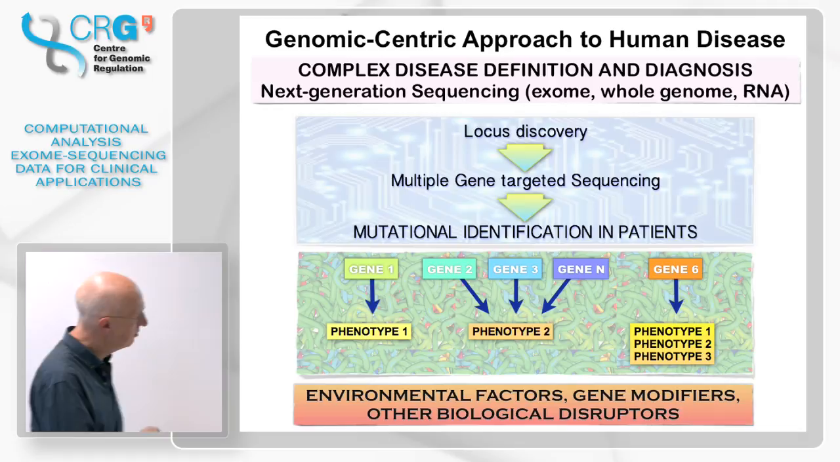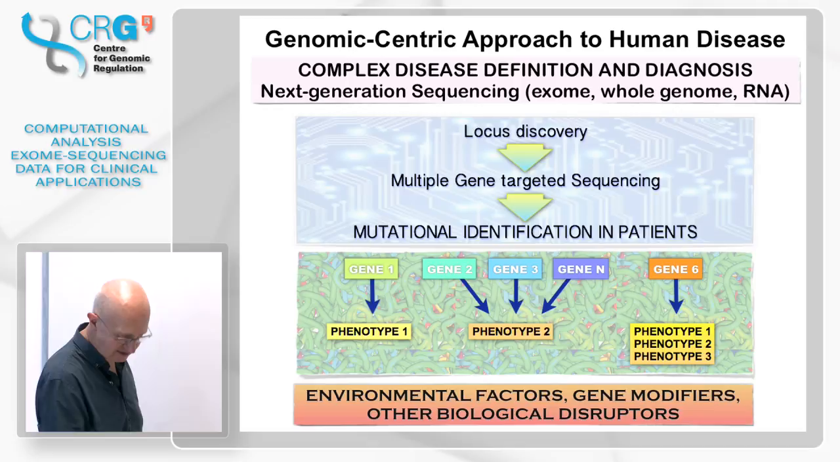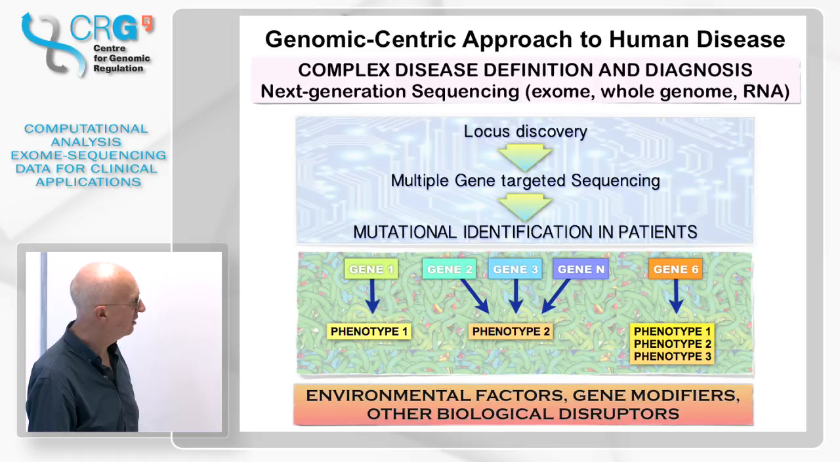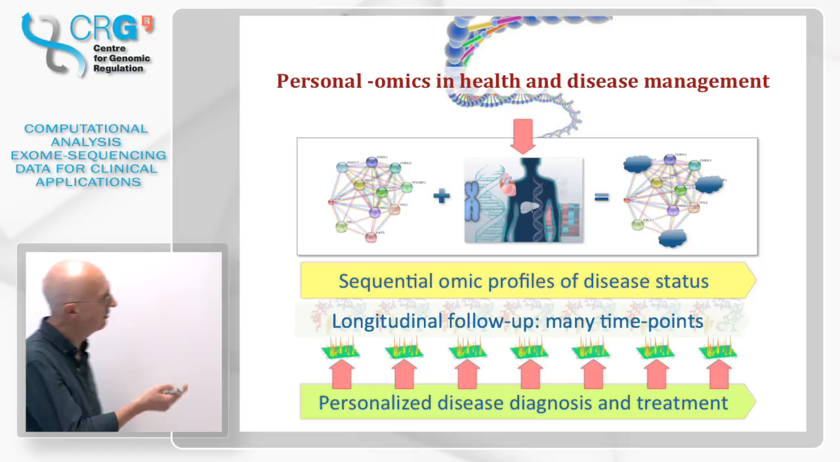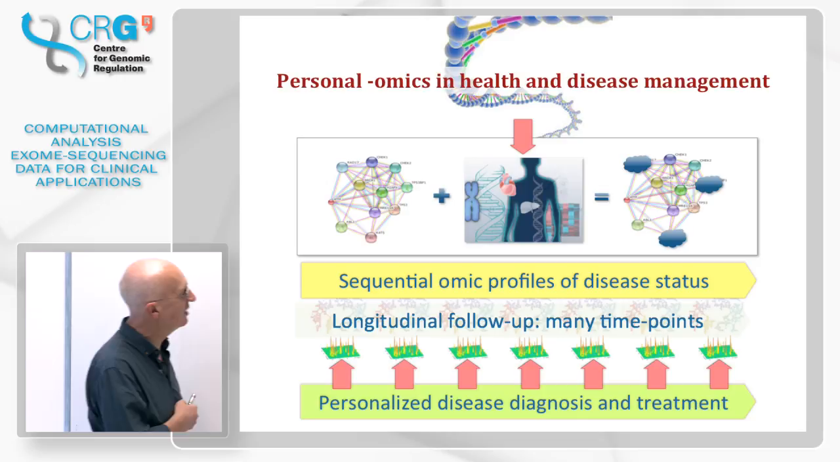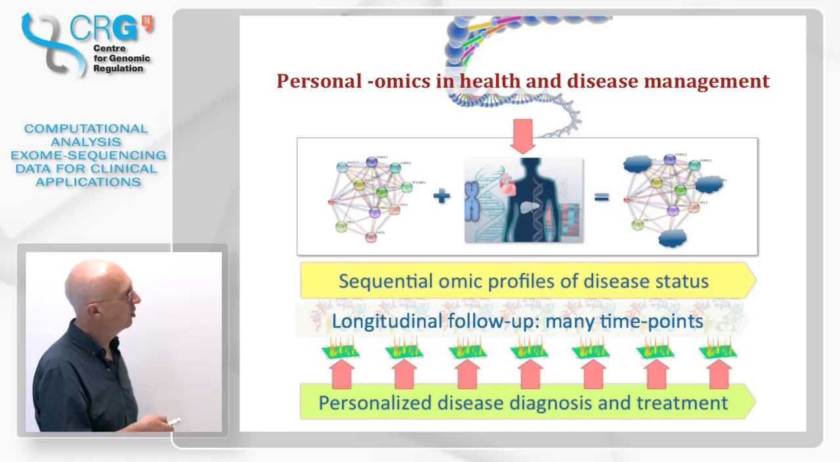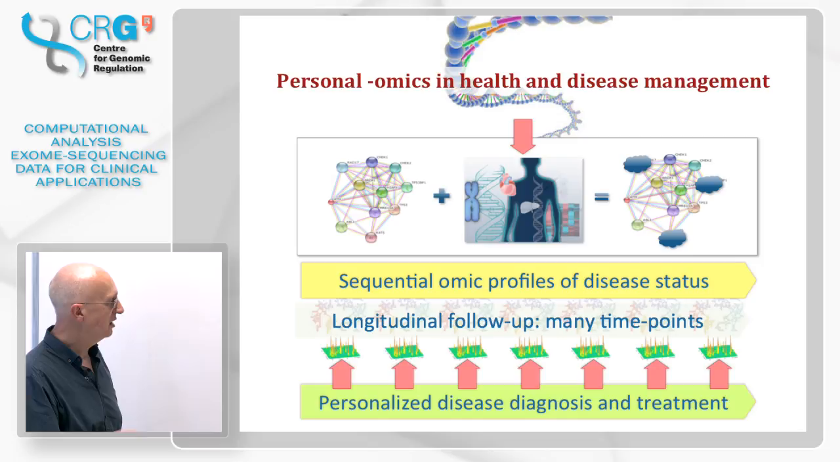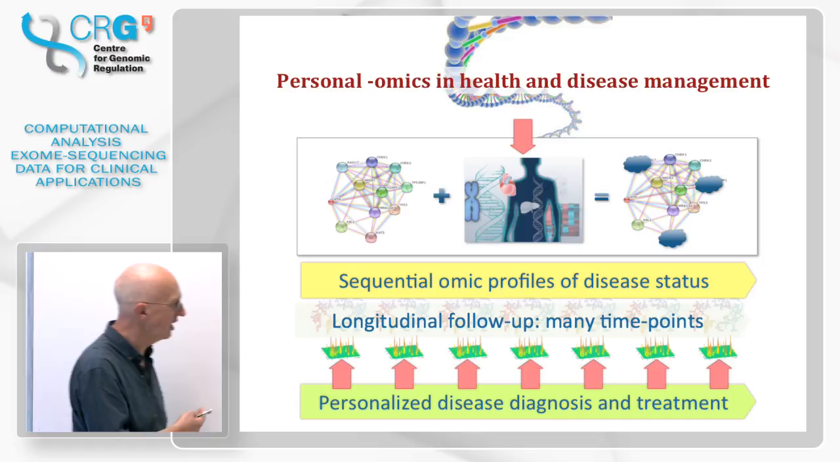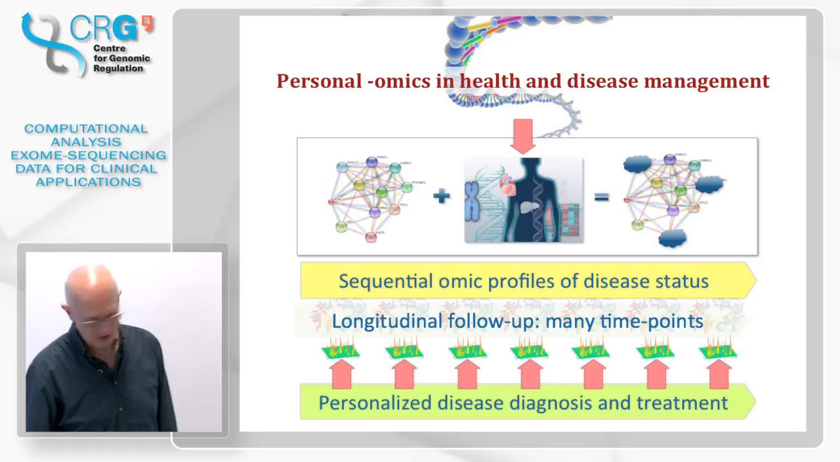And then if we are able at the same time to dissect the environmental component, gene modifiers, disruptors, and so on, we will get a really very good understanding of what's really behind the biology of the different diseases. But it's clear that we are now moving to a sort of personal omics for health and disease management, and that along the life of a given individual, we will not only have our genome totally characterized, but we will have the transcriptome at different time points. We will have the metabolome characterized, and so on, and this will lead to personalized diagnosis and treatment of the different disorders and phenotypes.